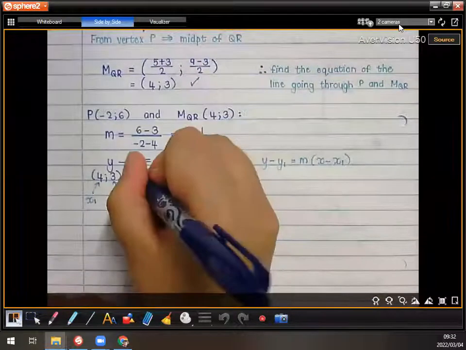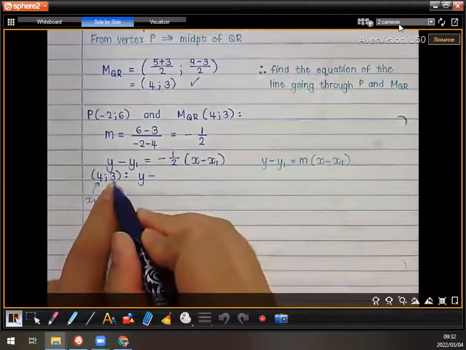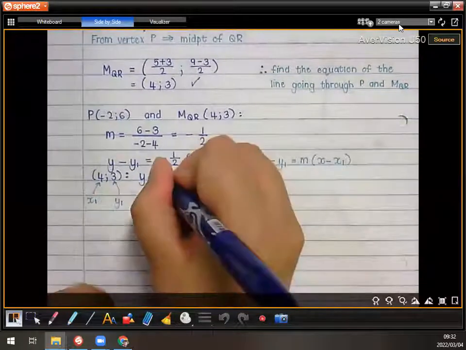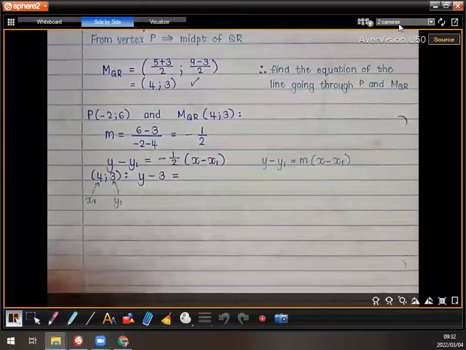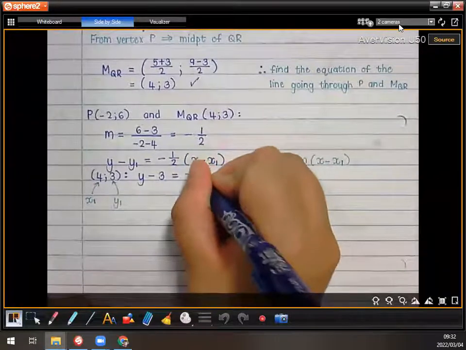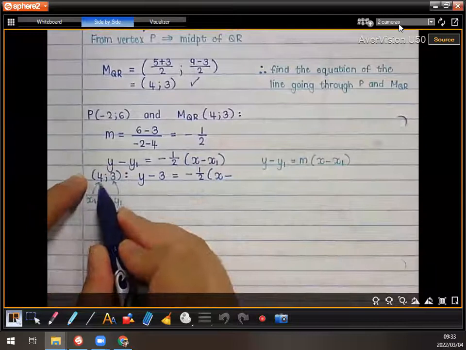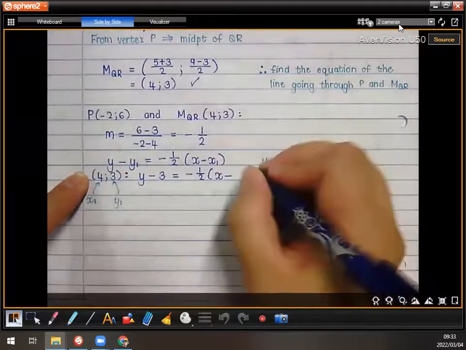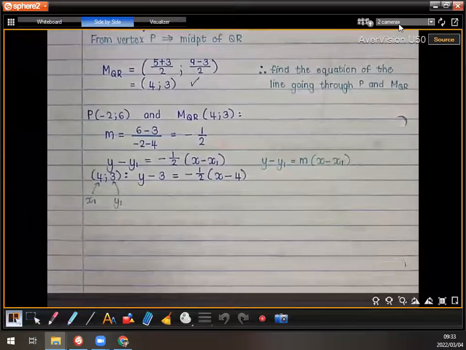Okay, so I'm going to say y minus, what is my y1 now? The y value of this point is 3. Equals -1/2 x minus, what is the x1 value? The x value of my point that I'm subbing in, 4. Okay, so that is how you sub it in, guys. We are going to have that first y and the first x. We're not going to try and get rid of them. The formula has to have a y and x.